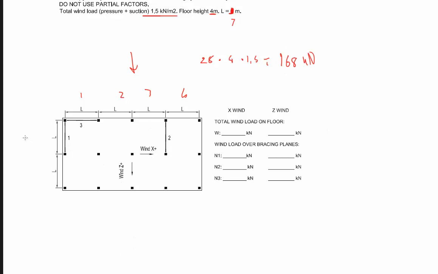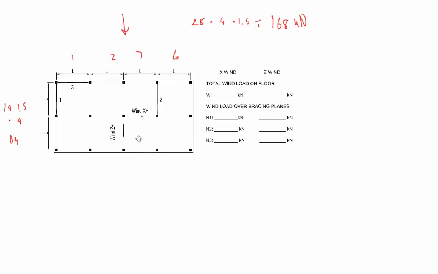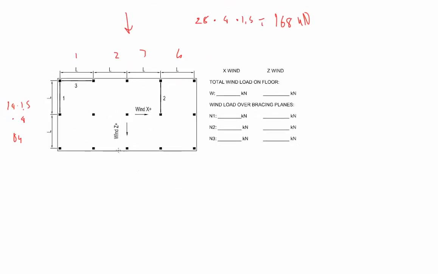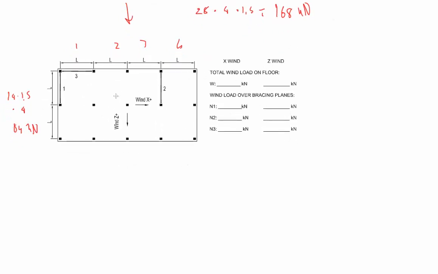And then on this one, L would be 7 again, so it would be 14 times 1.5, times 4 for the height again, and that would obviously be half, so it would be 84 kilonewtons.